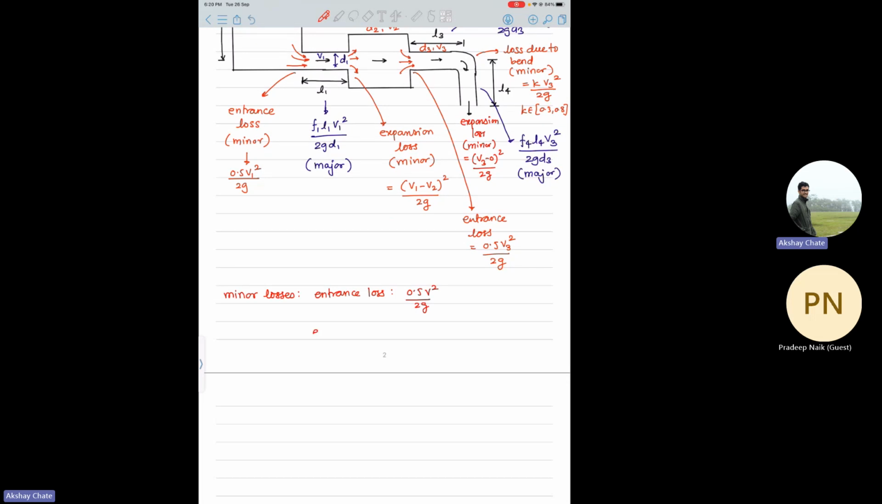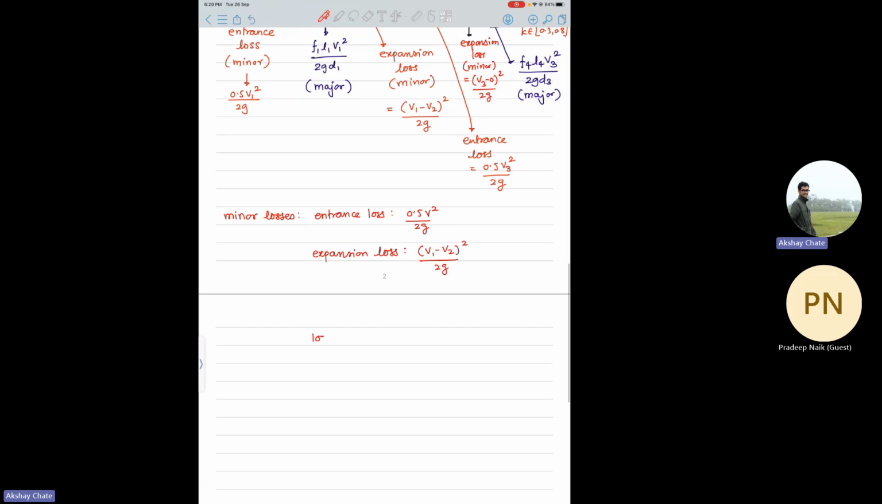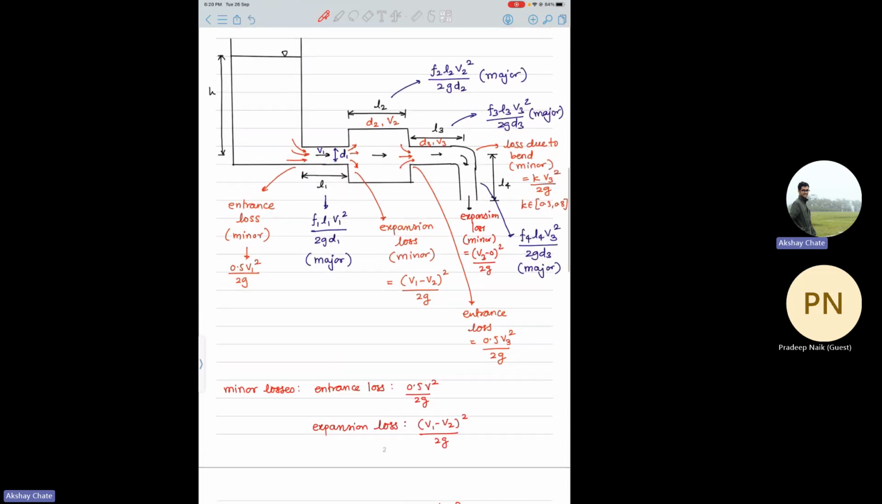Then there will be expansion loss, that is typically (V1 minus V2) square by 2g, and then there is loss due to bend, and there is no constant for that. It is typically some constant K into V square by 2g. Here also you take the maximum velocity between the two values if there is a change in the cross-sectional area across the bend. So this is basically the idea behind it, and other major losses are the same as we discussed last time.